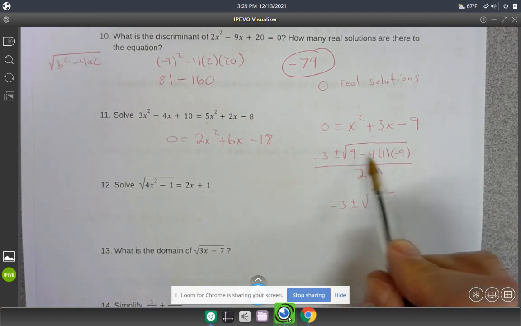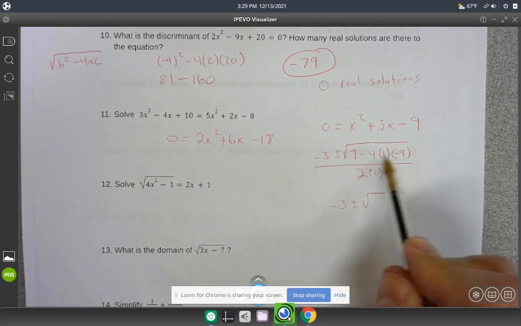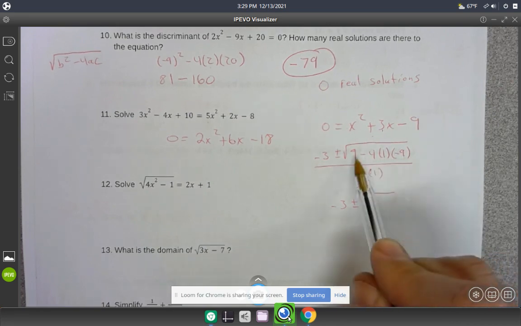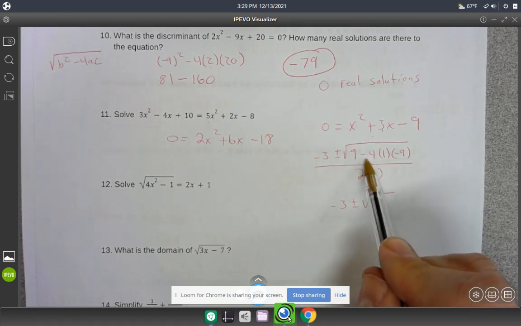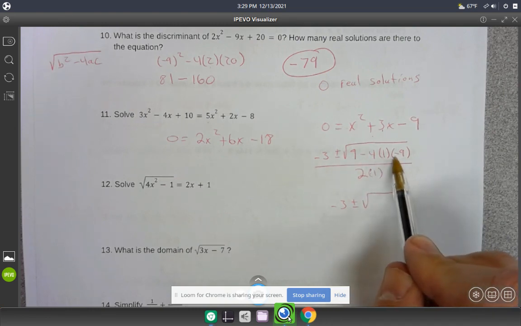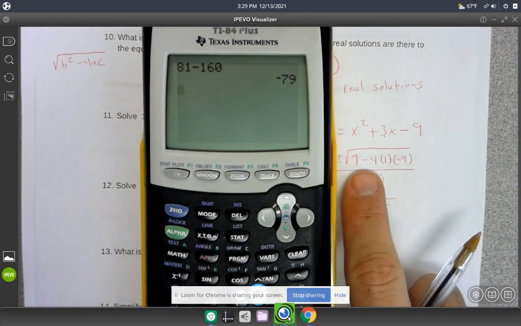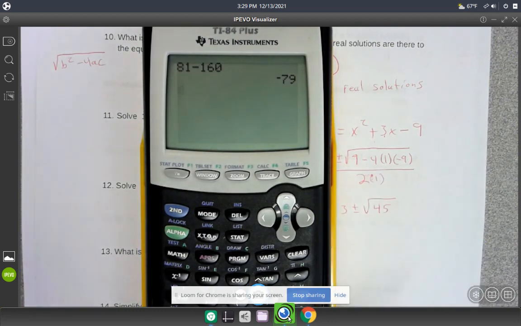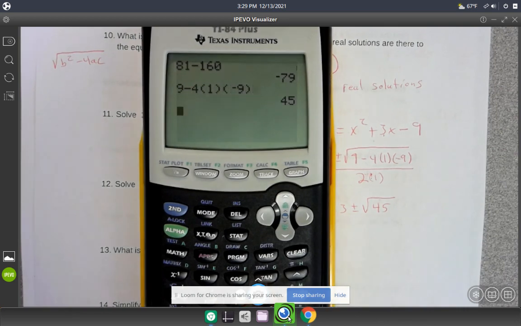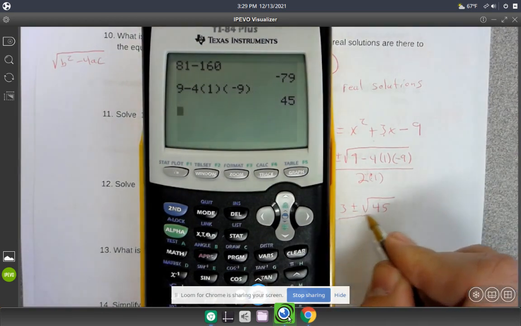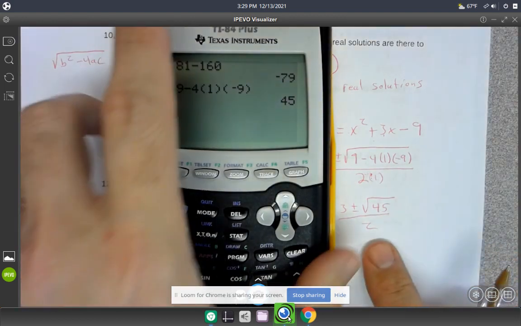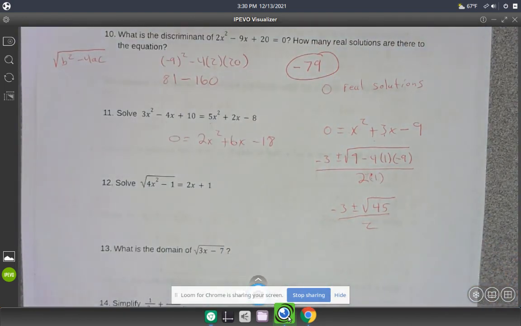All right, so I'm subtracting a negative here, so it's going to end up changing to addition. 4 times 9 is 36, so it's going to be 9 plus 36. Okay, it's going to give me 45 there. If you want to, you could just type in what's under the square root there. 9 minus 4, 1, negative 9. That'll give you that 45 there. Okay. Negative 3 plus or minus root 45 over 2.